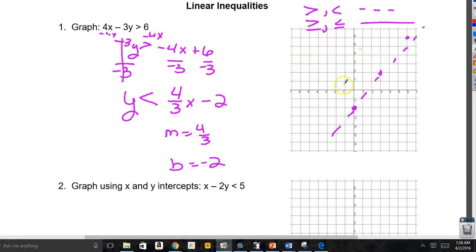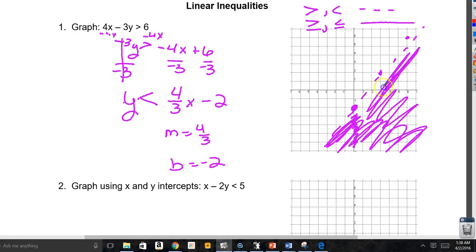Now we have to decide which side of this to shade. So here it says y is less than. So we're going to go to the y-axis. This is less y's, so this is the side of the line that you would shade. That means that all of these are solutions. Any ordered pair that I pick in here is a solution. If it's on the line, it's not a solution because it's not equal to.